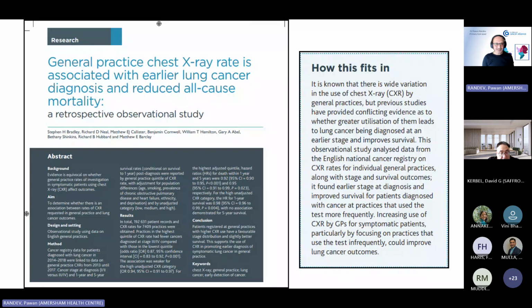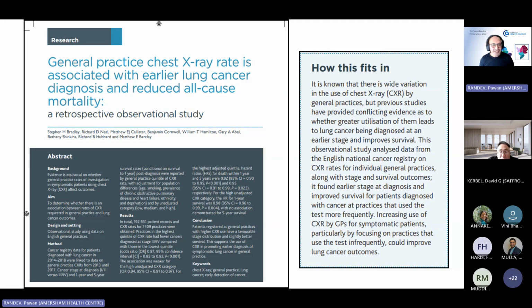One of the other things that the research has moved us on to realizing is that the more chest x-rays you do as a practice, the more lung cancer you will diagnose. And there's a likelihood of actually getting slightly better survival outcomes.